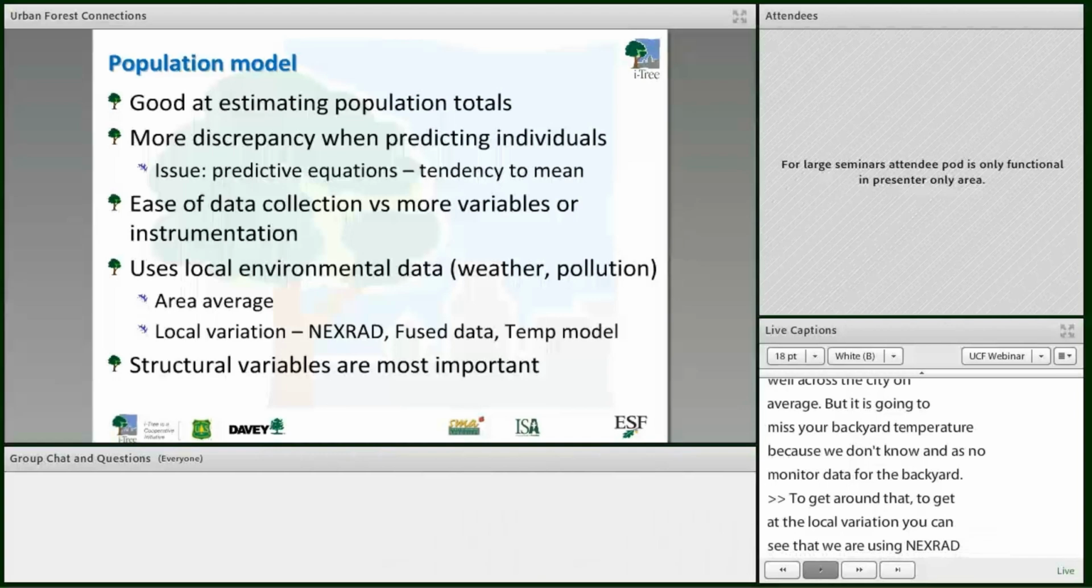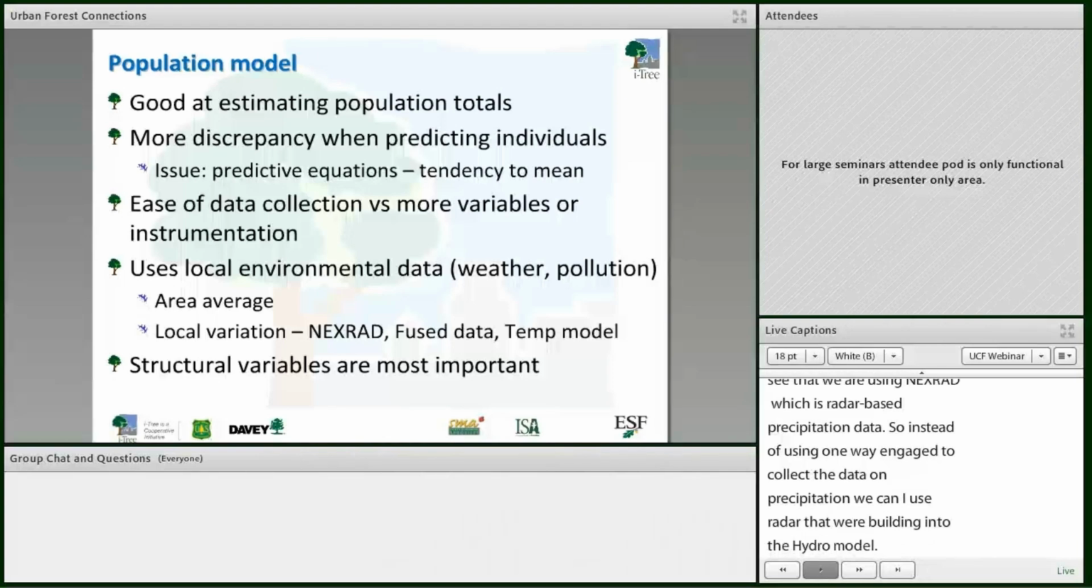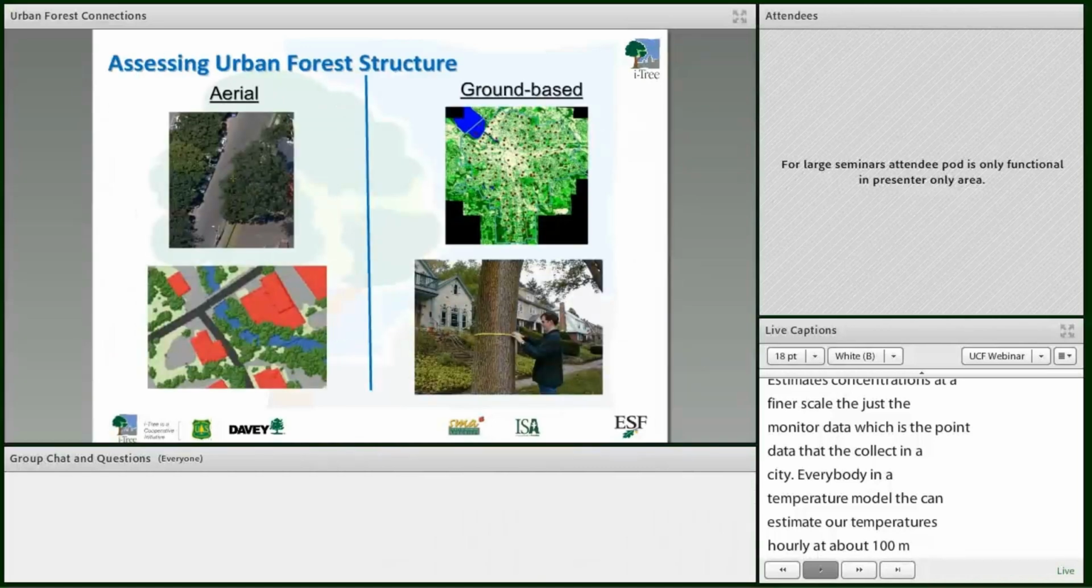We're adding infused data from the EPA, which estimates pollution concentrations at a finer scale than just using the monitor data. Monitor data is point data where they collect within the city. And we're building a new temperature model that can estimate air temperatures hourly at about a 300-meter resolution. So we're trying to get to this local variation, but right now the base version uses local data, but it's averaged across the city. And again, structural variables are critical for the premise of this model.